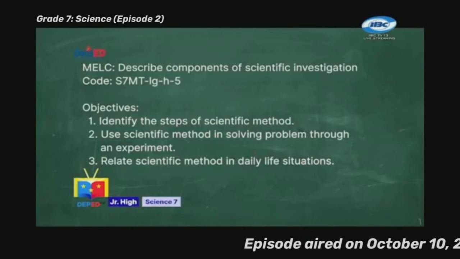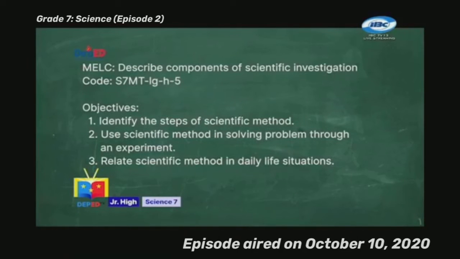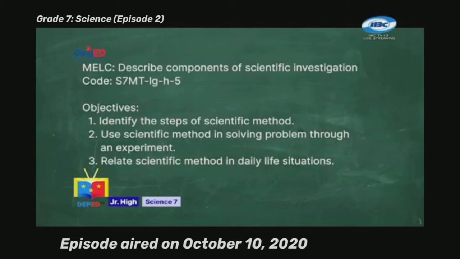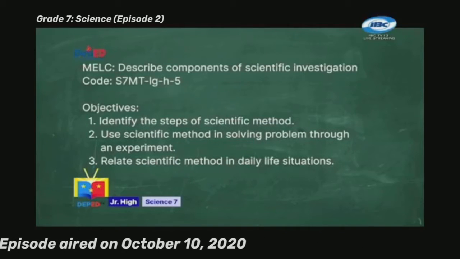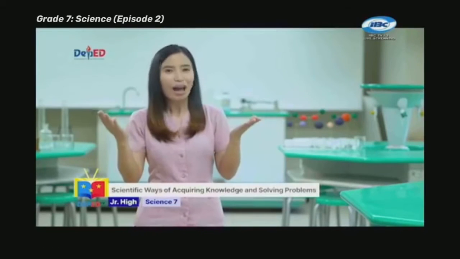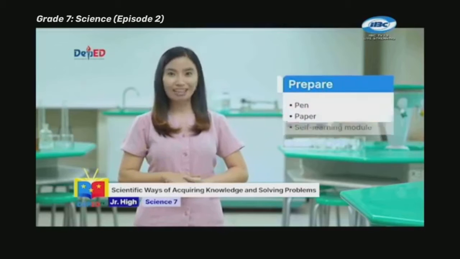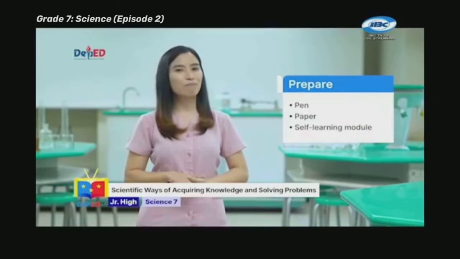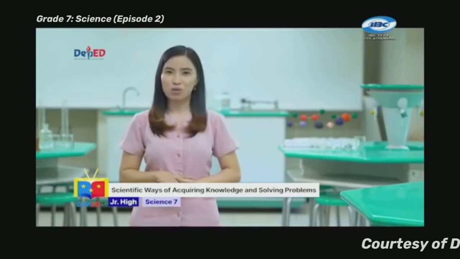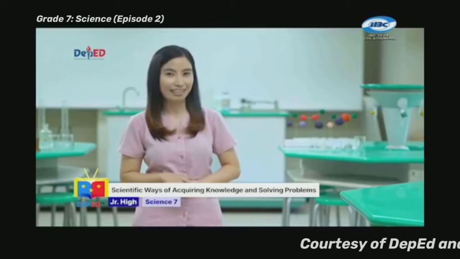In this lesson, here are the key takeaways. 1. Identify the steps of scientific method. 2. Use scientific method in solving problem through experiment. 3. Relate scientific method in daily life. Before we start, make sure you have your pen, paper, and self-learning module. Now, let us have a short recap about our last lesson.